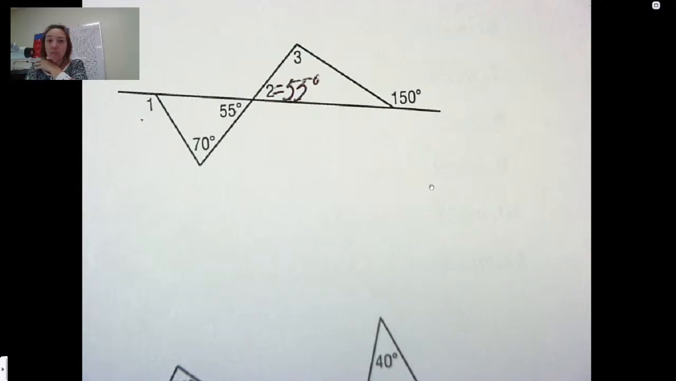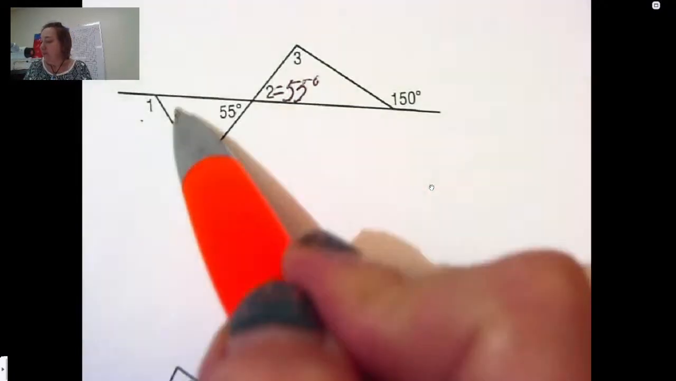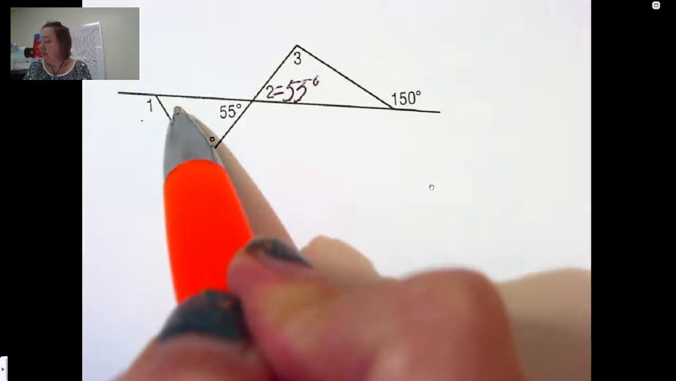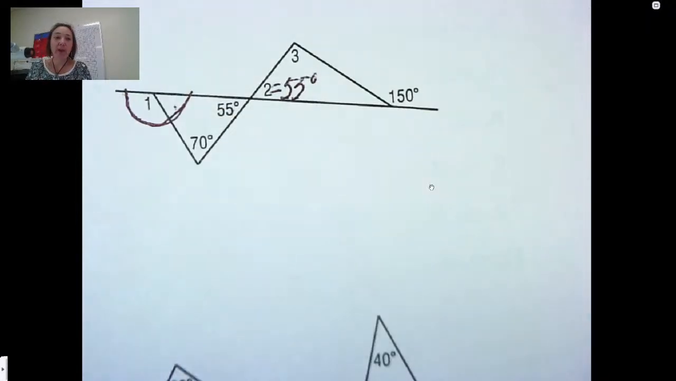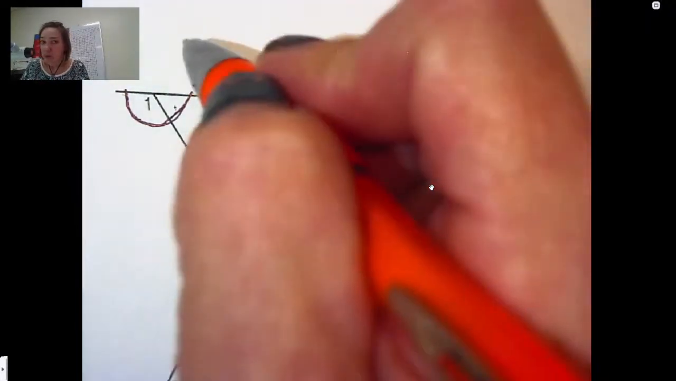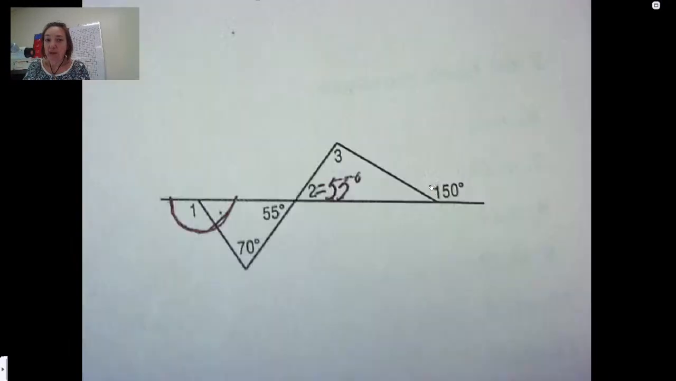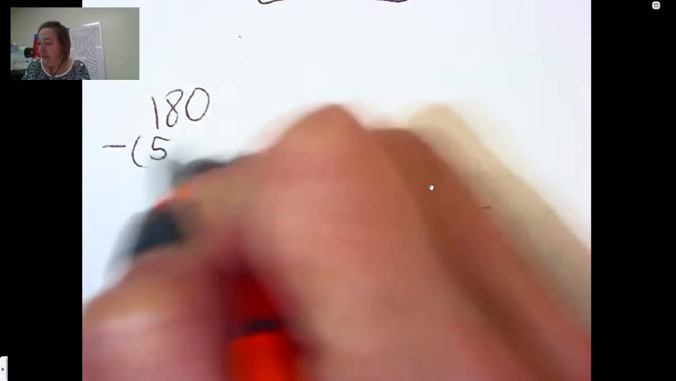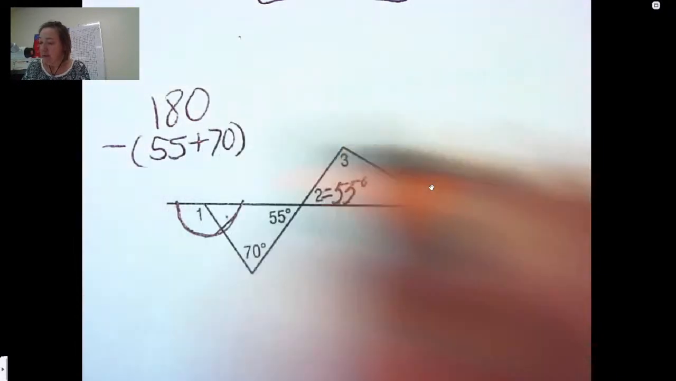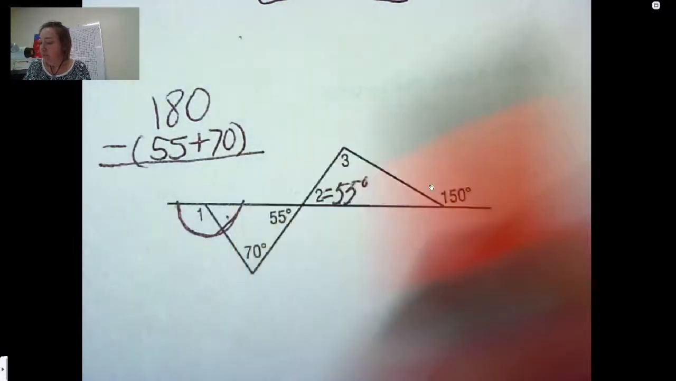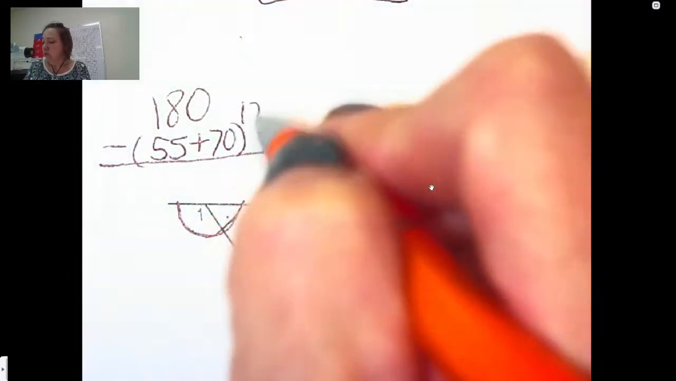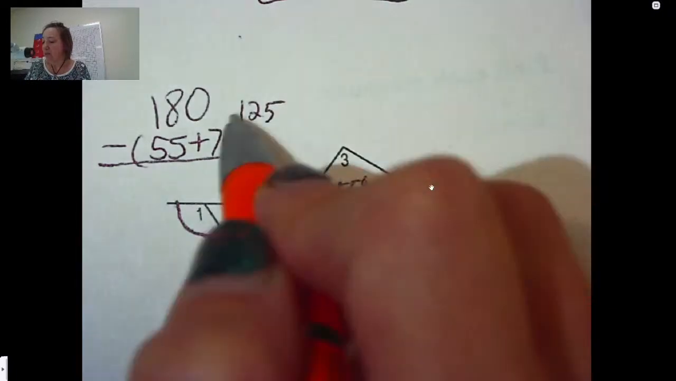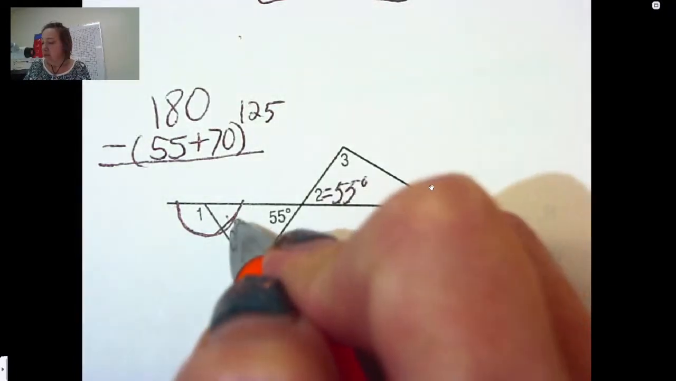Find the angle. So we need to find this missing angle here, right? And then we know that angle 1 and this angle are supplementary. They're a linear pair. So if we do, I'm going to pull this down a little bit so I have room to write. So if we do 180 minus 55 plus 70, what do we get? What is 55 plus 70, by the way? 125. That's 125. So 180 minus 125 is 55.